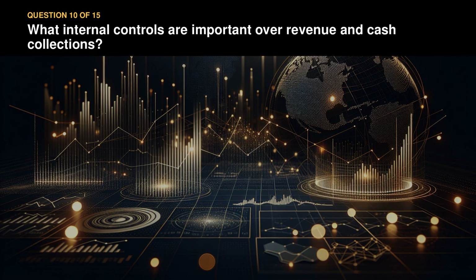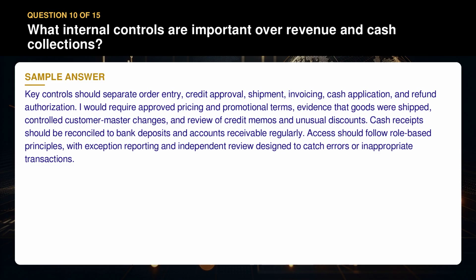Question 10. What internal controls are important over revenue and cash collections? Key controls should separate order entry, credit approval, shipment, invoicing, cash application, and refund authorization. I would require approved pricing and promotional terms, evidence that goods were shipped, controlled customer master changes, and review of credit memos and unusual discounts. Cash receipts should be reconciled to bank deposits and accounts receivable regularly. Access should follow role-based principles, with exception reporting and independent review designed to catch errors or inappropriate transactions.